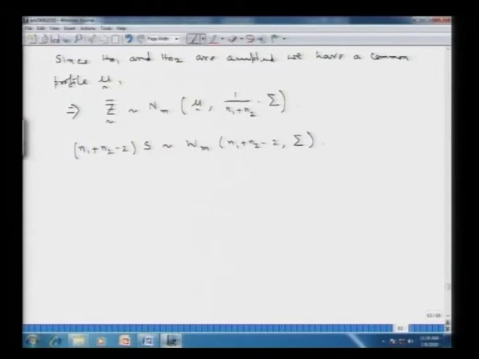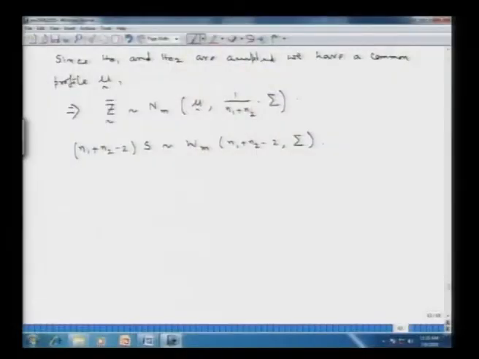So we have the two distributions: z bar being a multivariate normal, and n1 plus n2 minus 2 times s, where s is the pooled variance covariance matrix, having a Wishart distribution. Now since we have this s independent of x1 bar and x2 bar, this z bar, which is the derived random vector from x1 bar and x2 bar, is going to be independent of the pooled sample variance covariance matrix, and hence we can say that these two are independently distributed.